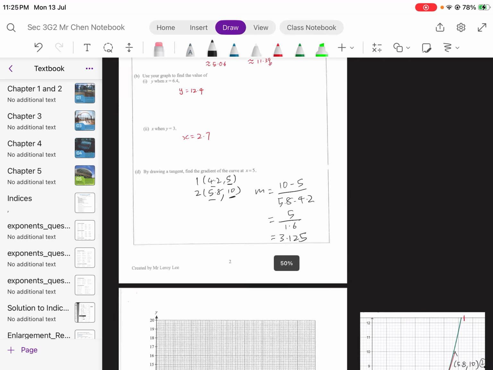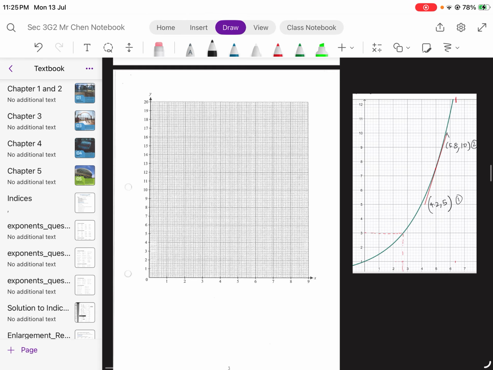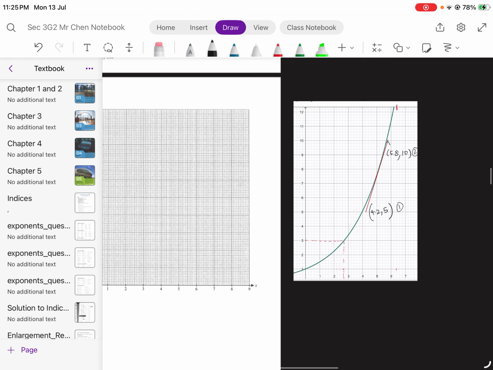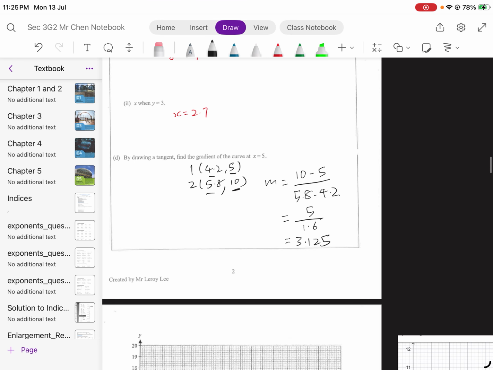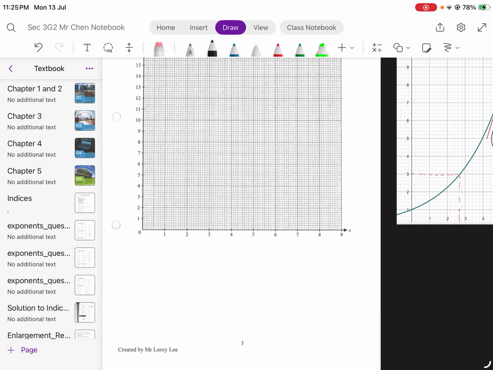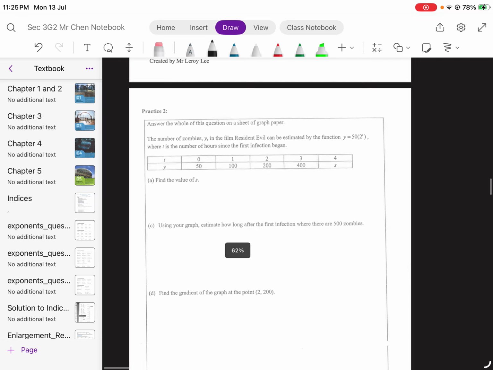So you find the gradient at a curve by just drawing a tangent that just touches that curve. It's quite hard to do it on the iPad, right? So hopefully you can get a better result than mine. Then finally, the last question for today.